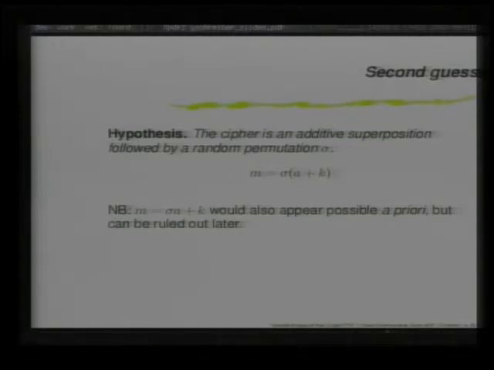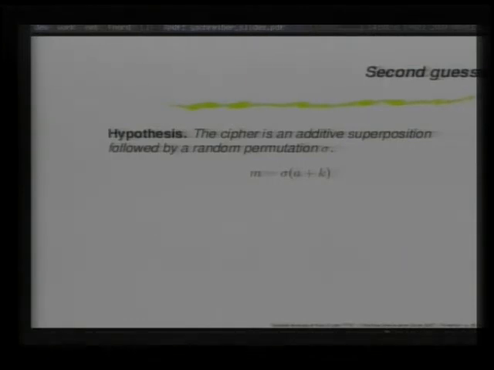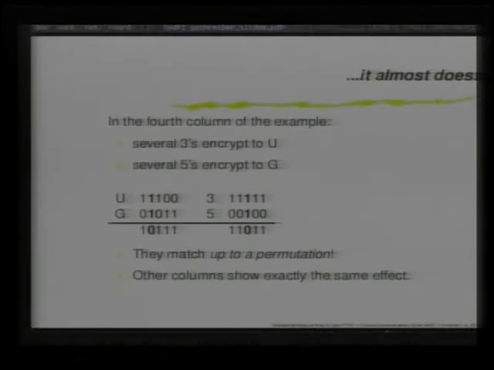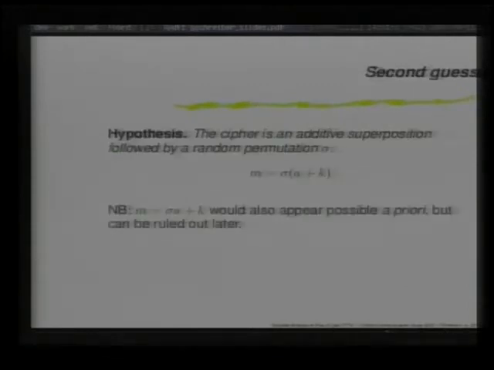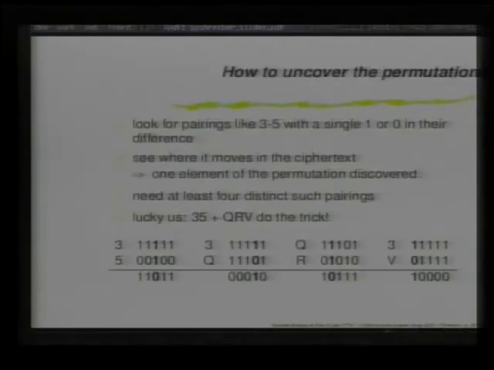First XOR, then permutation. But we got the idea for the permutation from the moving around of these characteristic bits here. Okay. Now, we know we've got an XOR and we've got a permutation.